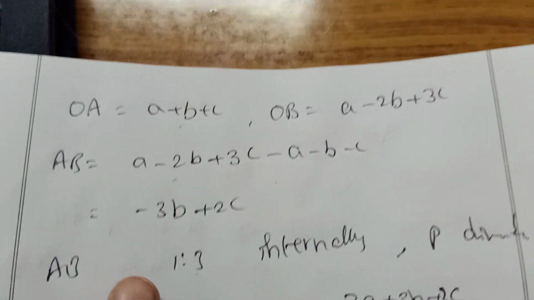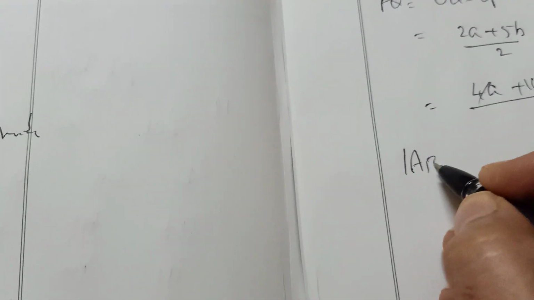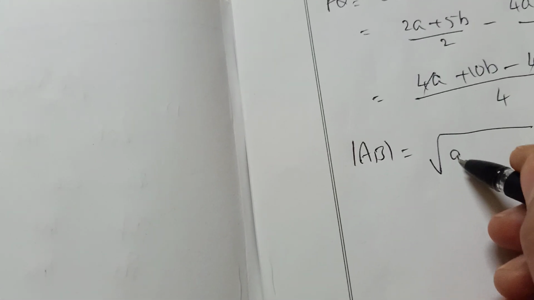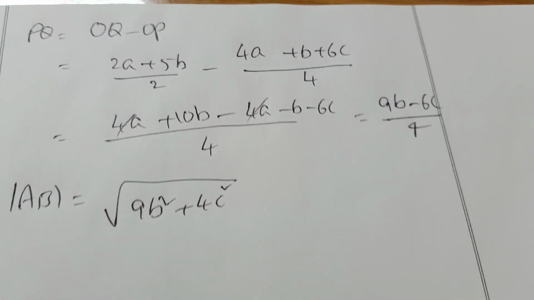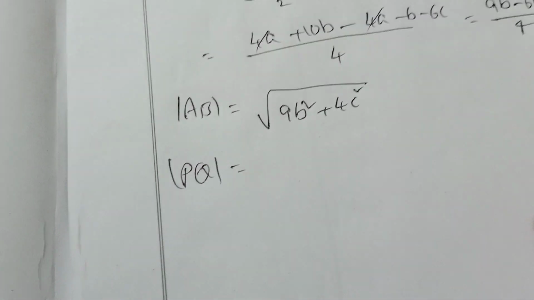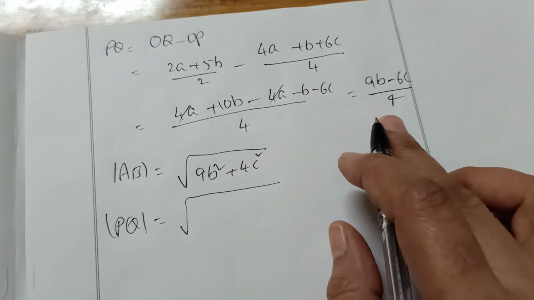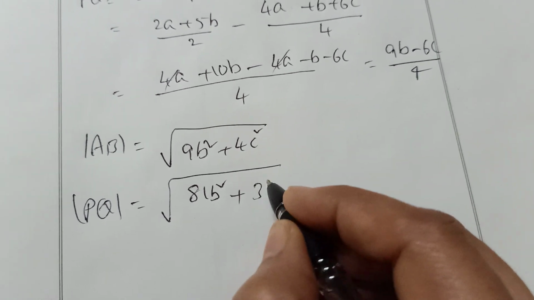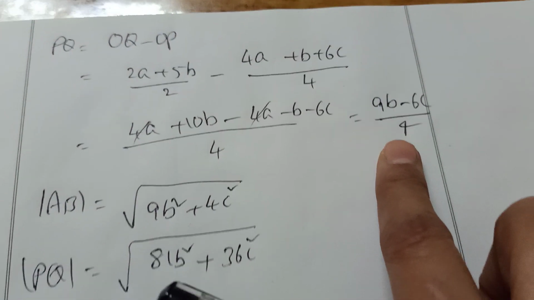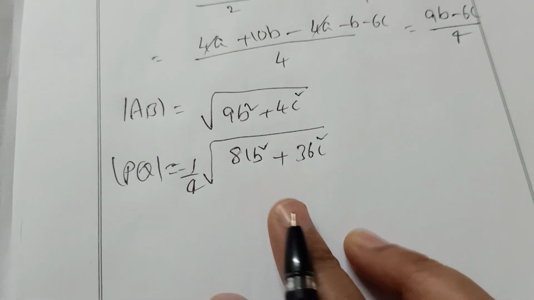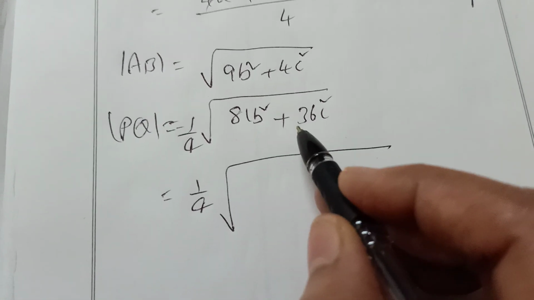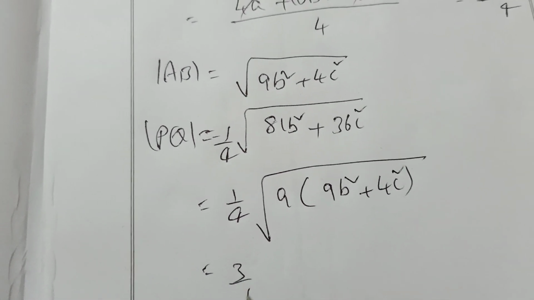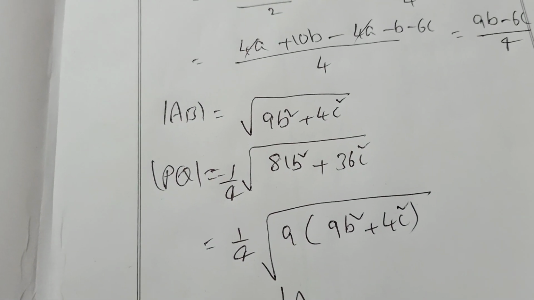Now we want the modulus of AB. The modulus is the root of the sum of squares, so root of 9b square plus 4c square. For PQ bar, the root of the square gives 81b square plus 36c square, with 1 by 4 in front. Simplifying, root 9 comes out as 3 by 4, times root of 9b square plus 4c square, which is nothing but modulus of AB.